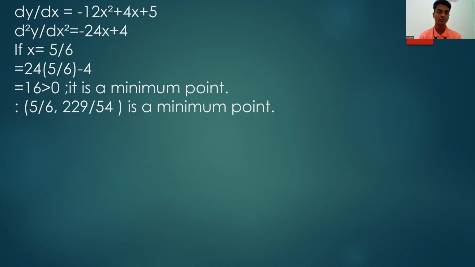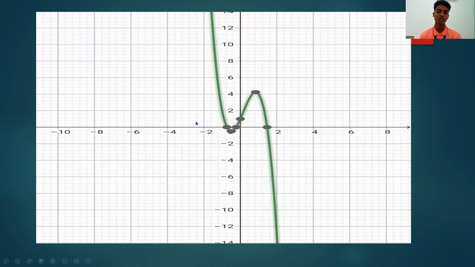The second one is the same thing. If we substitute the value of x, which is 5/6, inside the equation before, we get the value of 16, which is higher than 0, and it is a minimum point. So the coordinates (5/6, 229/54) are a minimum point. If we draw the lines and connect them, we get the graph, which should look like this.